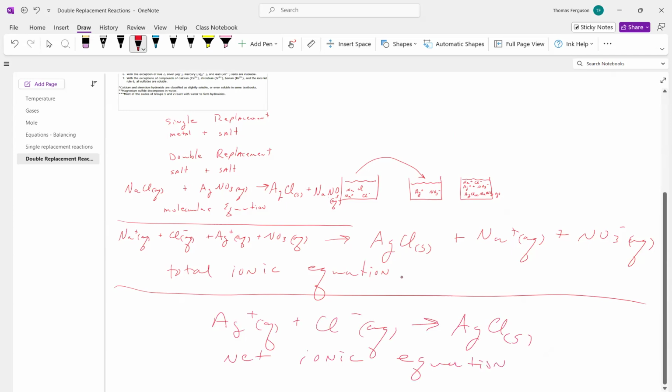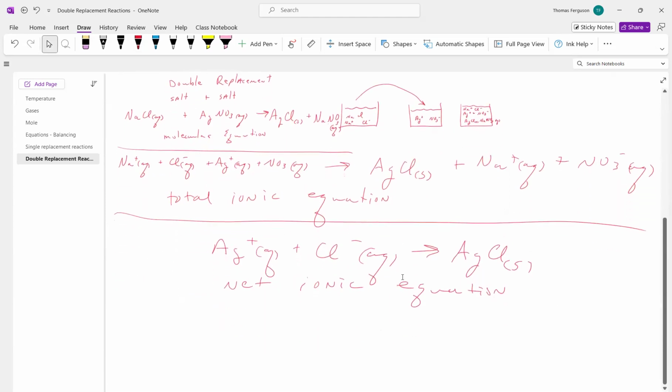ionic equation. Now, sometimes nothing happens. You dump two solutions together, nothing happens. That means you do not have a net ionic equation. Something's got to happen before you get the net. Now, we need to list the spectator ions. Those would be the spectator ions.